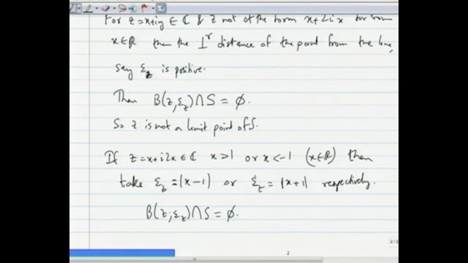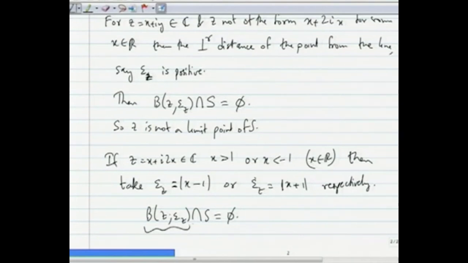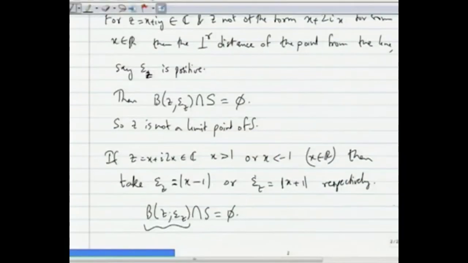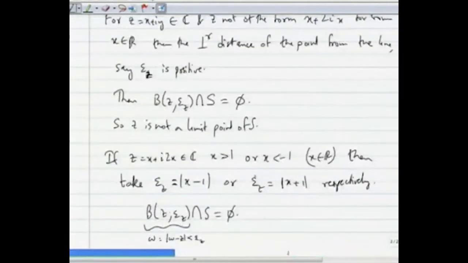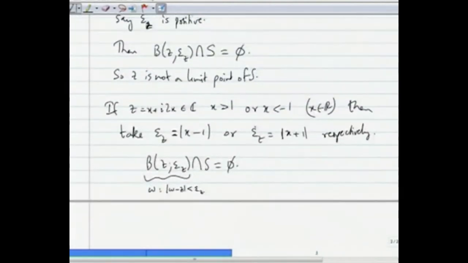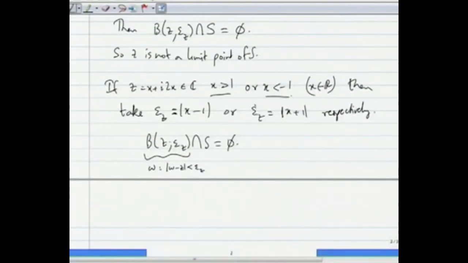So, notice that this ball does not contain points which are at distance epsilon z from z. That is the definition of ball, the inequality there is strict. The set is the set of all points w such that modulus of w minus z is strictly less than epsilon z. So, we do not allow equality. So, in particular the points (1, 2) or (-1, -2) do not lie in B(z, epsilon z). Whatever the case is, they do not lie there. And so, the intersection with S is definitely empty. So, that is the idea. Any point on that line with x greater than 1 or x less than -1 is also not a limit point. So, z is not a limit point.